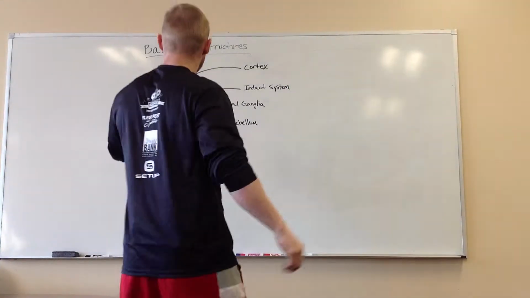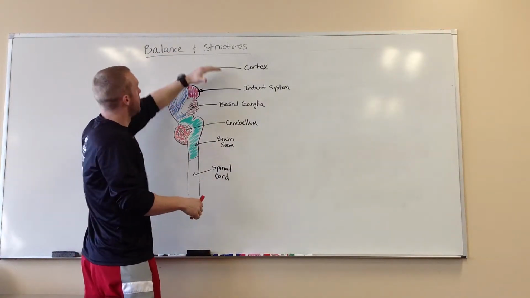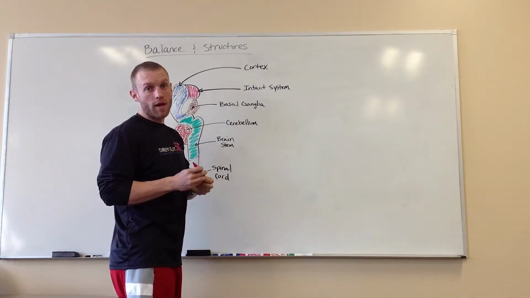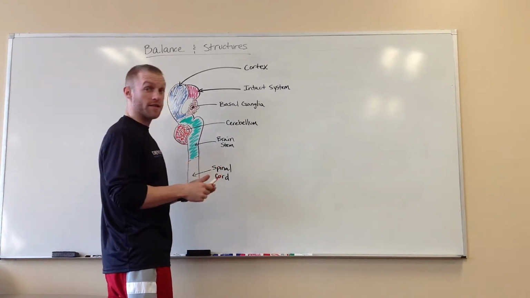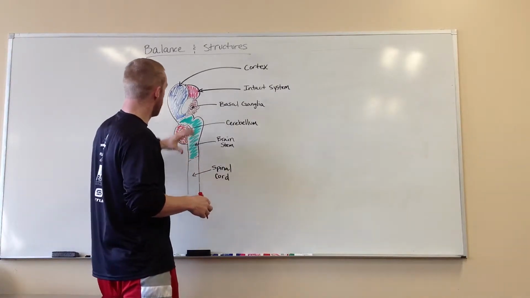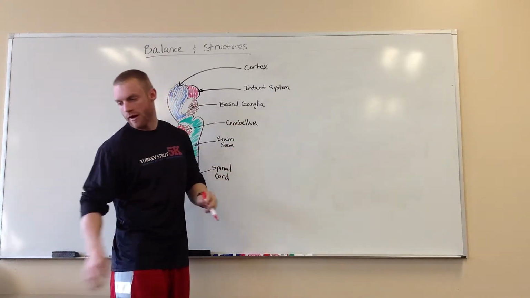Alright, so here we're going to be dealing with balance and postural control and the structures of the brainstem that associate with somatosensory, vestibular, and vision. I'm pretty much just going to tell you which one is introduced at which level or structure, however you want to call it.